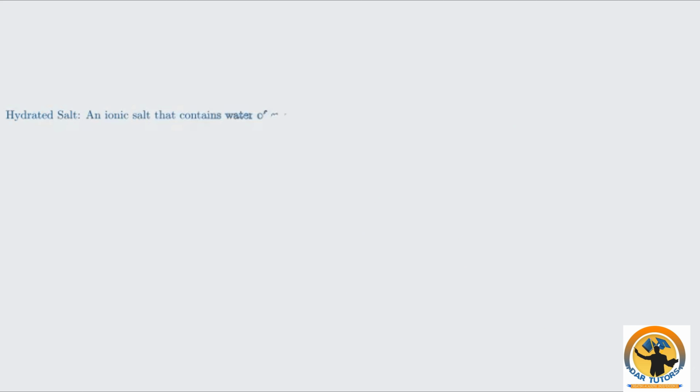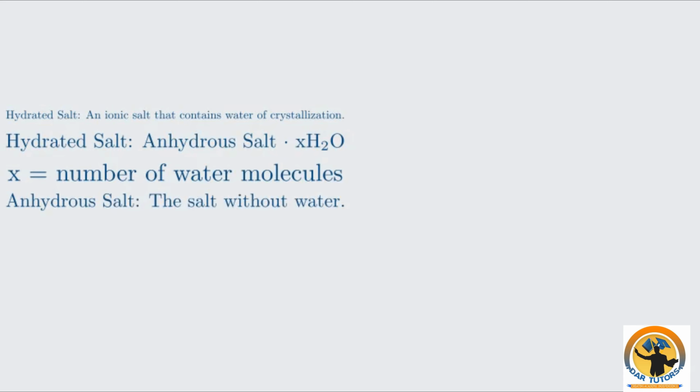A hydrated salt is an ionic salt that contains water molecules chemically bonded within its crystal lattice. This is known as water of crystallization. These compounds have a specific formula, like MgSO4.XH2O, where X is a whole number indicating the number of water molecules per formula unit of the anhydrous salt. An anhydrous salt is the form without any water.